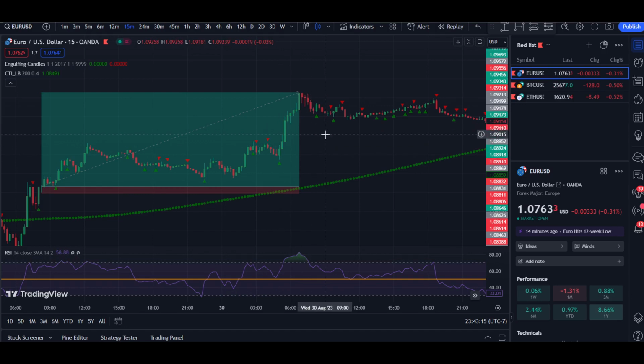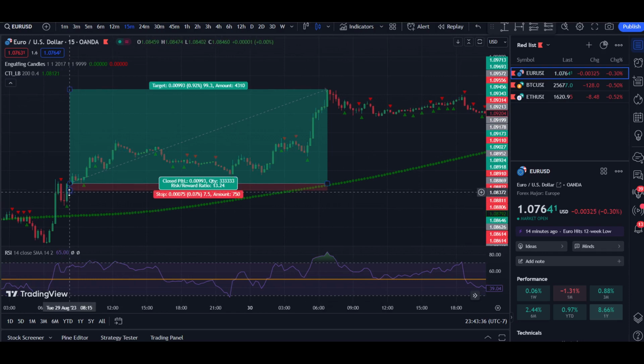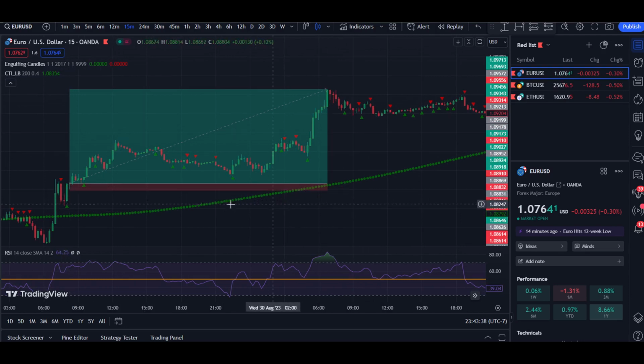Also keep in mind, if you're trading on Forex, time zones equal volume. So most of this move happened either on the New York stock market open or when the European market opened.